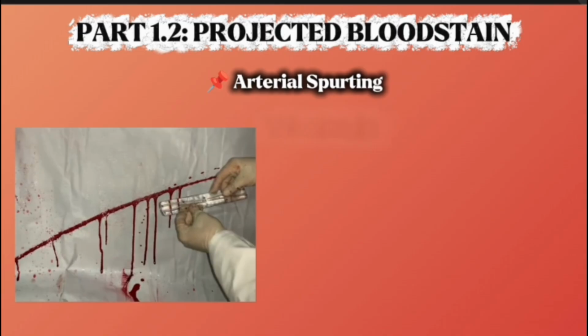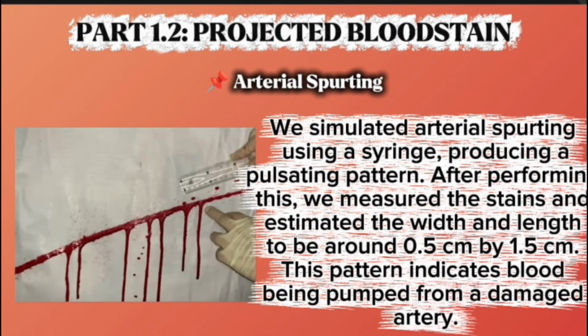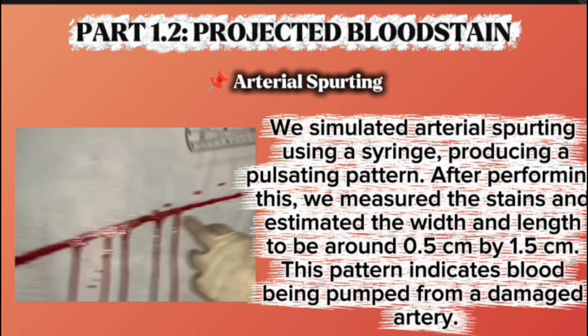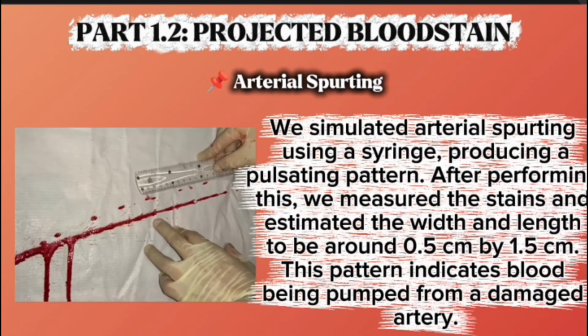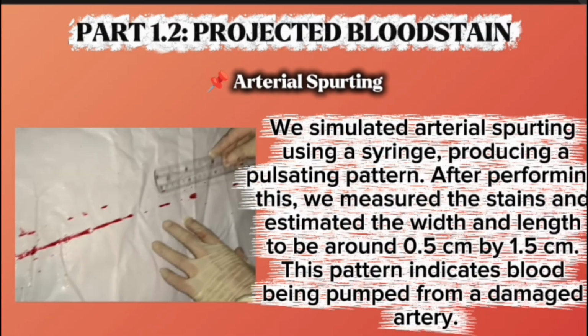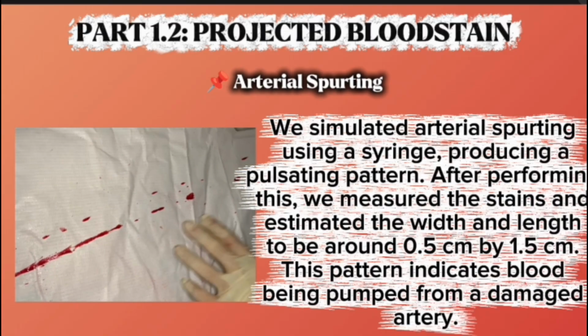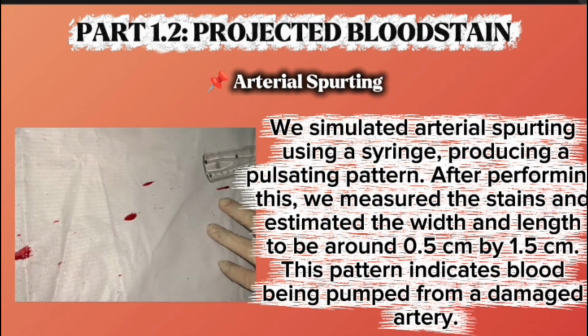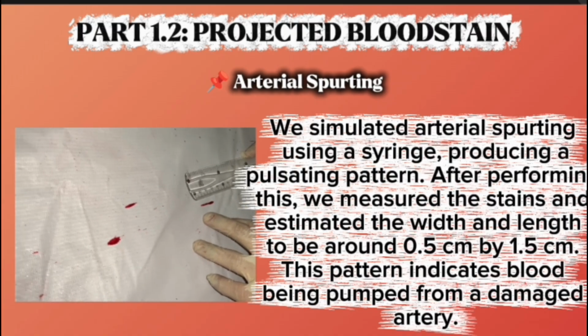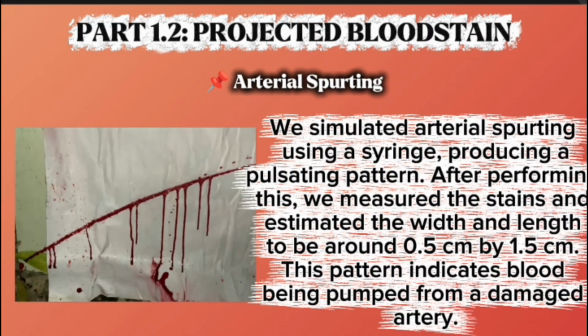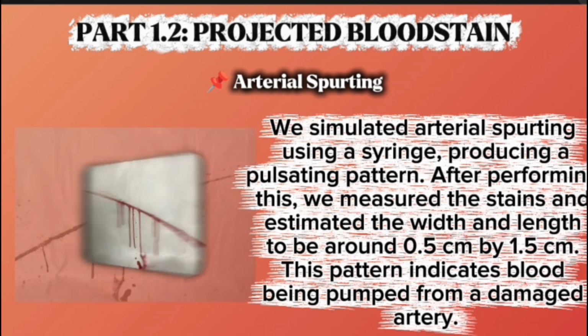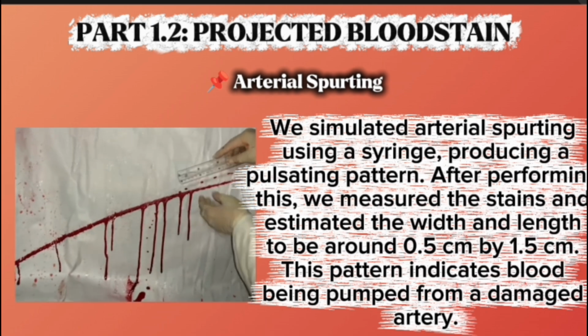Arterial spurting. We simulated arterial spurting using a syringe producing a pulsating pattern. After performing this, we measured the stains and estimated the width and length to be around 0.5 cm and 1.5 cm. This pattern indicates blood being pumped from a damaged artery.